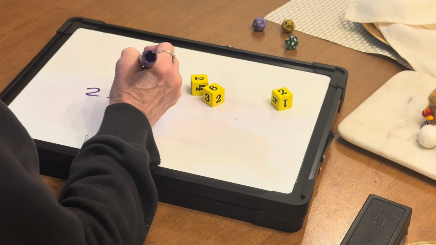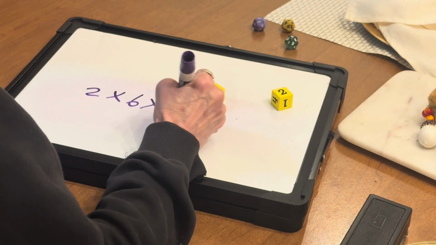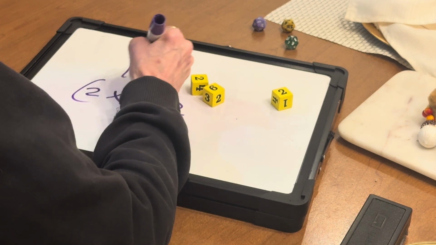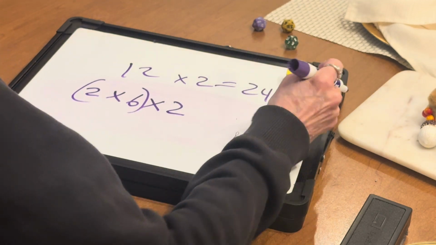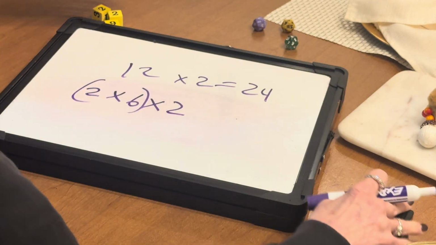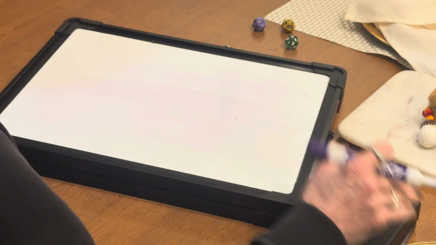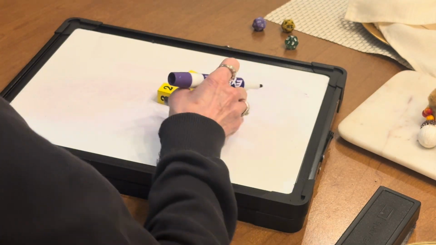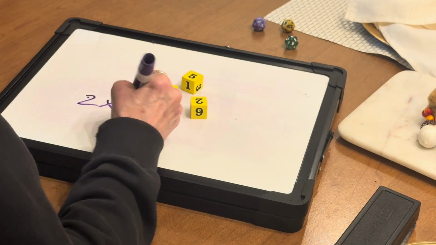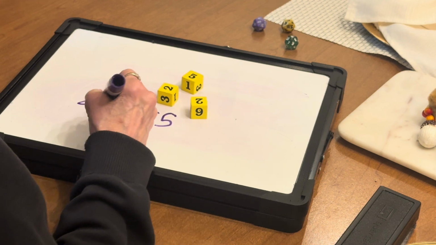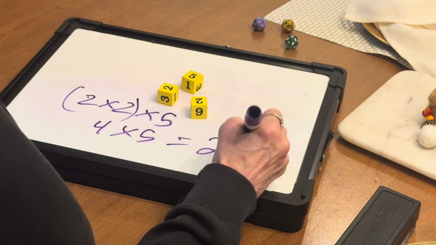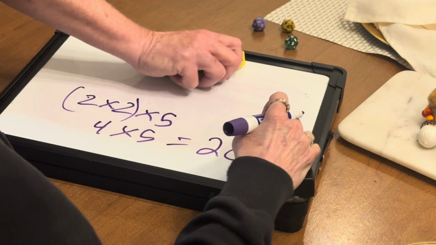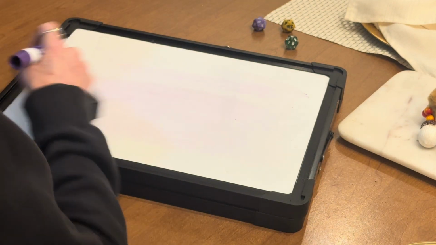Okay, 2 times 6 times 2. 12 times 2 equals 24. Okay, I'll try a couple more like this. Okay. 2 times 2 times 5. 4 times 5 equals 20. Let's do one more with the 3 dice.